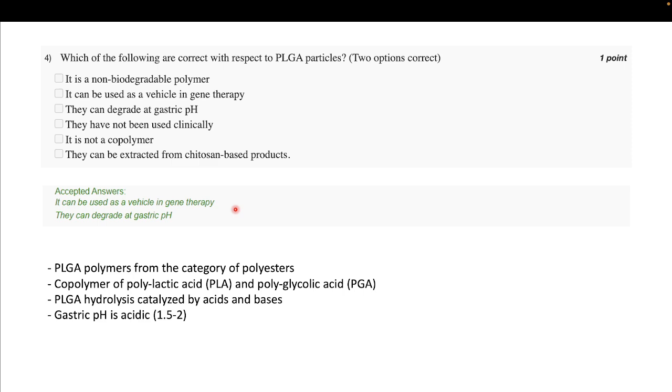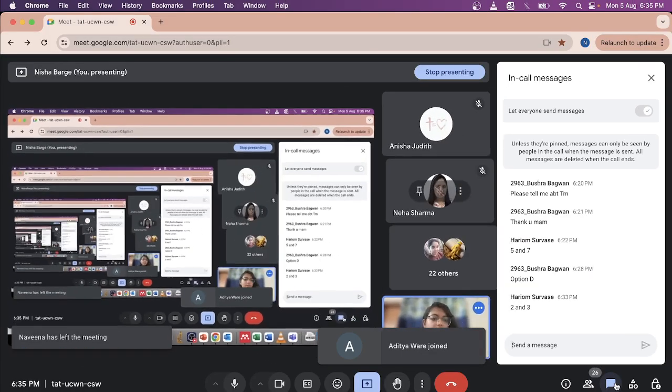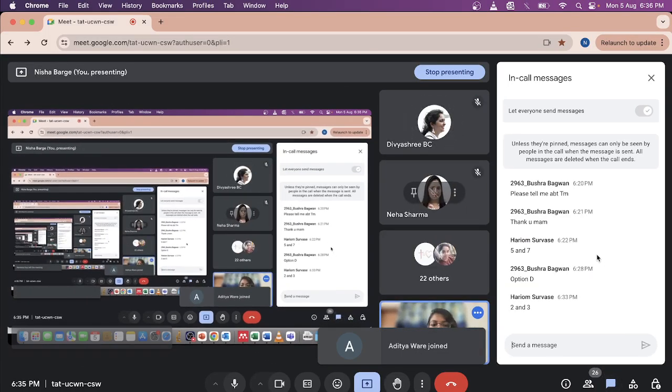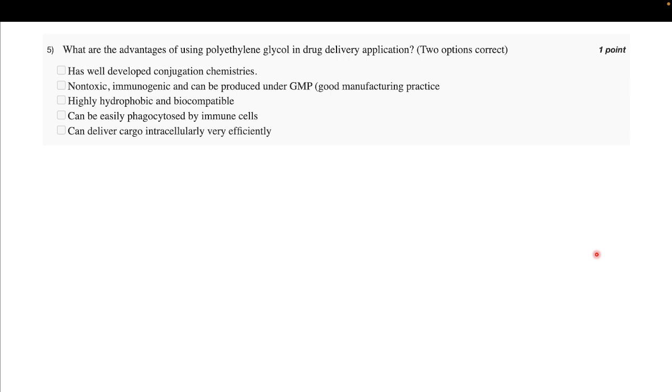Is it clear? Yes. Okay, thank you. Then I'll move on towards the next question. What are the advantages of using polyethylene glycol, which is PEG, in drug delivery application? Again, there are two correct options. So read through the options carefully and we have to select advantages of PEG.